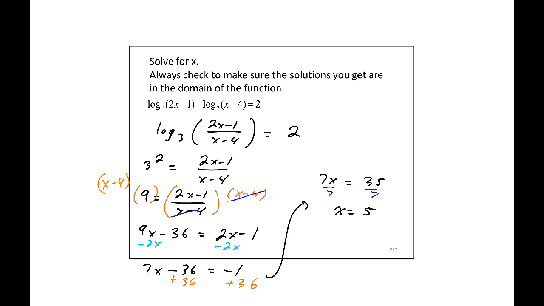Now I didn't check my domains for these two individual logs earlier. This first one, 2x minus 1, is greater than 0 whenever x is greater than 1/2. And the second one, x minus 4, is valid when x is greater than 4. And since 5 is greater than 1/2 and 4, x equals 5 is a valid solution.